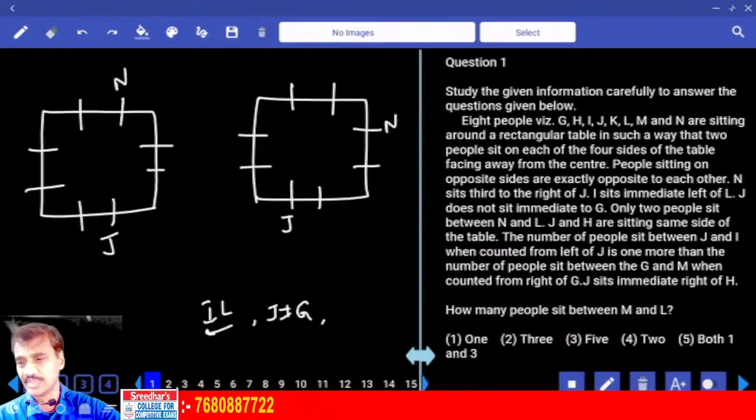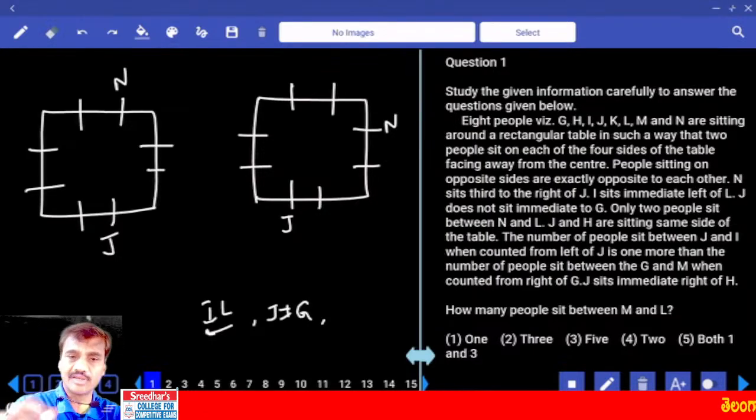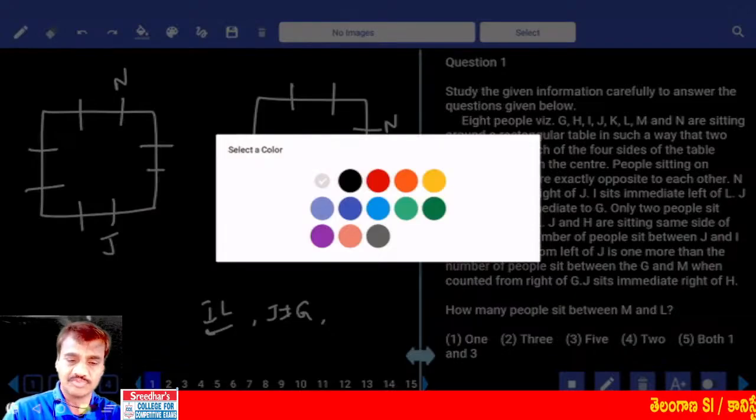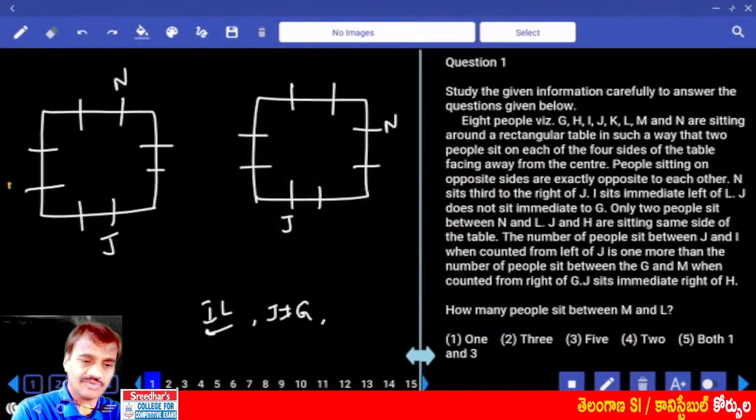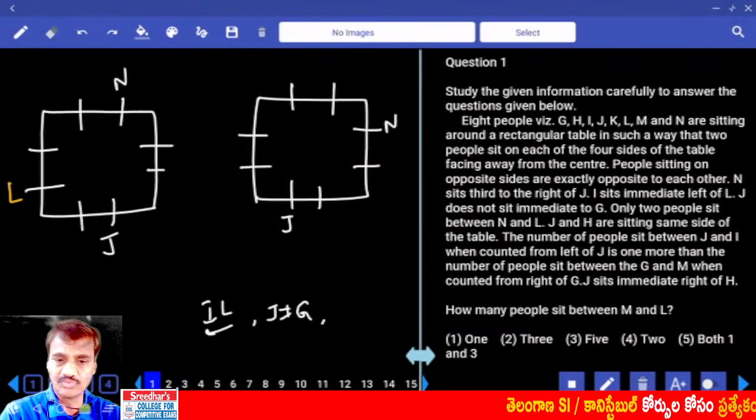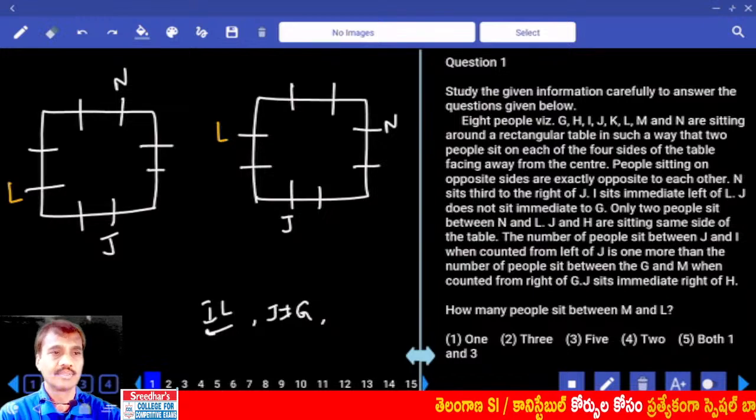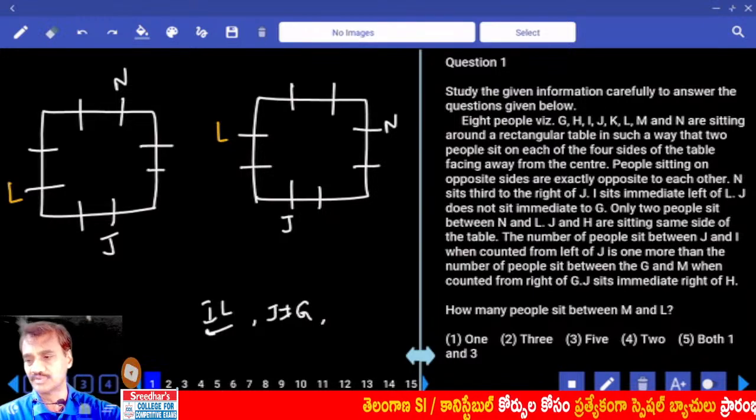And next, only 2 people sit between N and L. Now in between N and L, how many people are there? There are exactly 2 people. So 2 people, L will be here. Now here again, L will be here. Clear? Now these are the 2 possibilities we have.